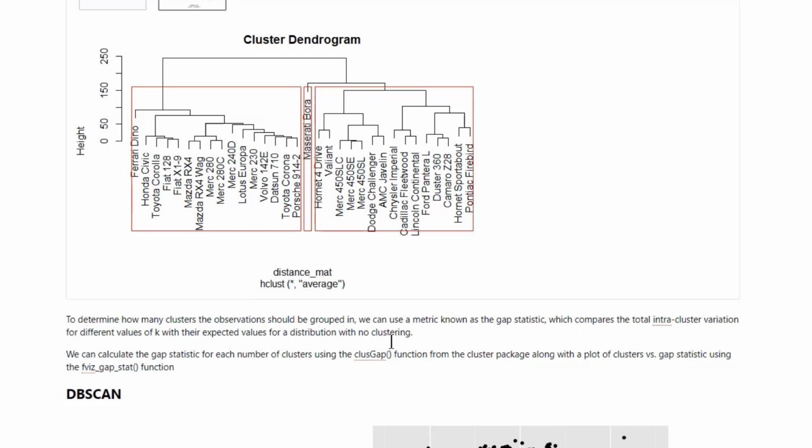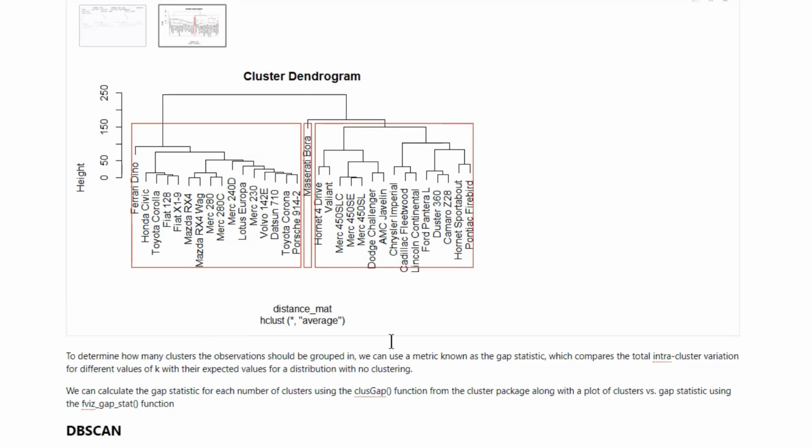To determine how many clusters the observations should be grouped in, we can use a metric known as the gap statistic, which compares the total intra-cluster variation for different values of k with their expected values for a distribution with no clustering. We can calculate the gap statistic using the clusGap function from the same cluster package, along with a plot of the clusters versus gap statistic using the fviz_gap_stat function. I suggest that you try out these functions on your own and see how they look.